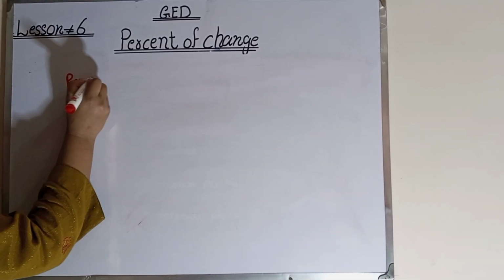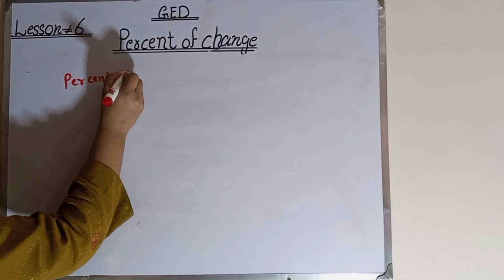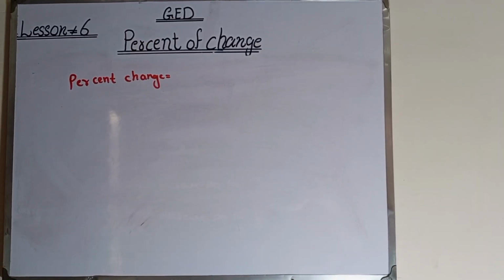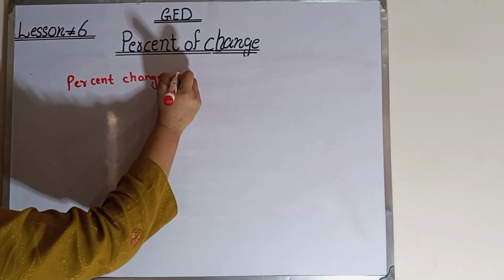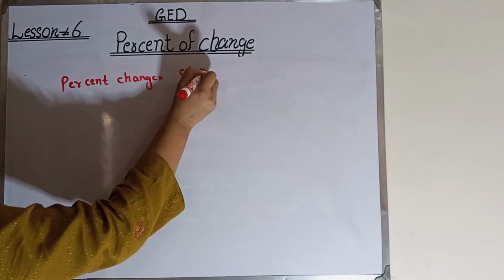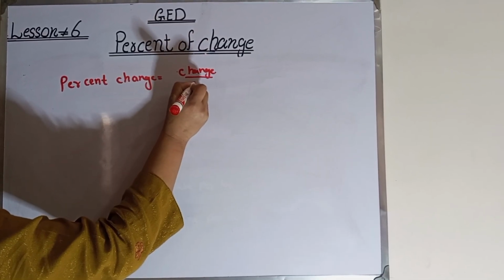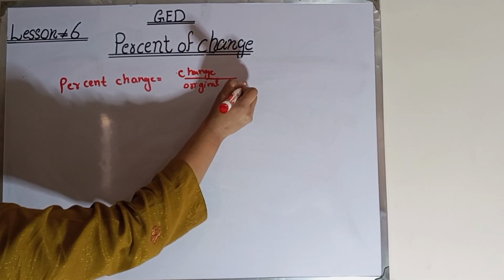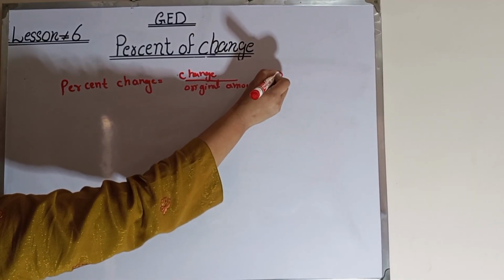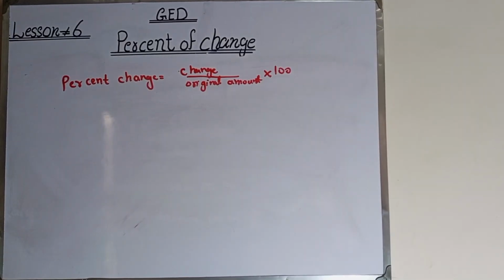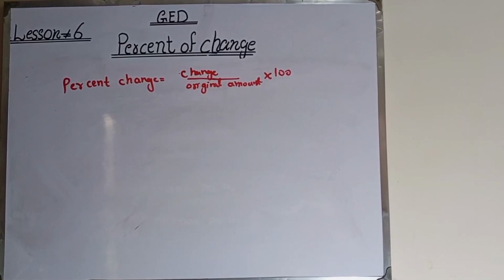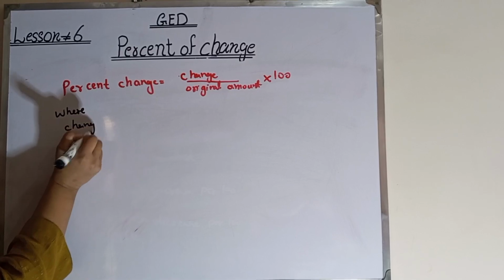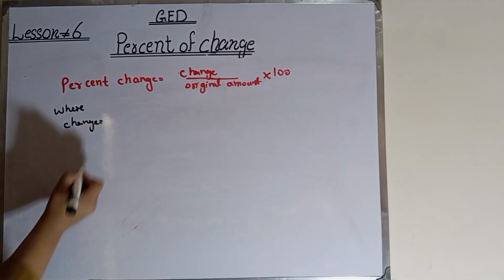Percent change is equal to change divided by original amount, multiplied by 100. 100 means per 100. Where change is new value minus original value.